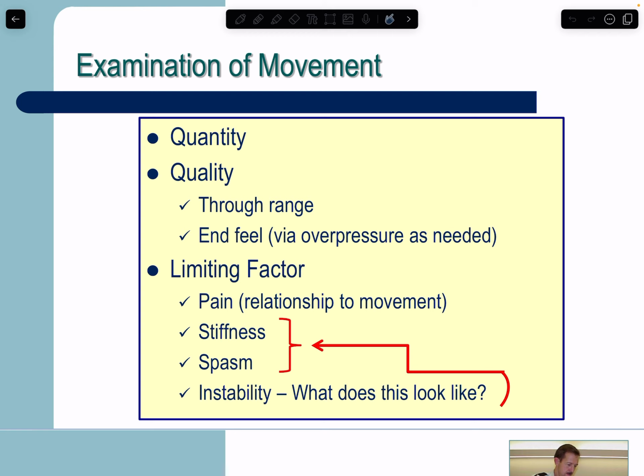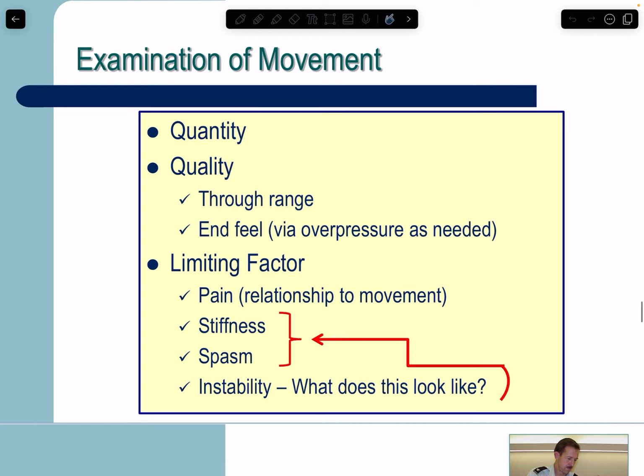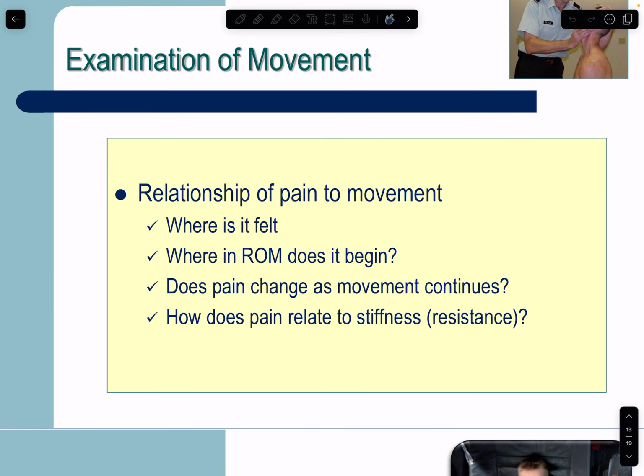So how we relate pain to movement. We want to know when they move, where do they feel it? And most of the time we're already familiar with their pain, but sometimes they'll have new symptoms because they've not tested themselves. So that's why it's important at least to clarify that. And then where in the range does it begin? Usually it's at their limit. It's either a painful limit or a stiff limit. But sometimes pain happens through range. Not as much in the vertebral column, but more in peripheral joints.